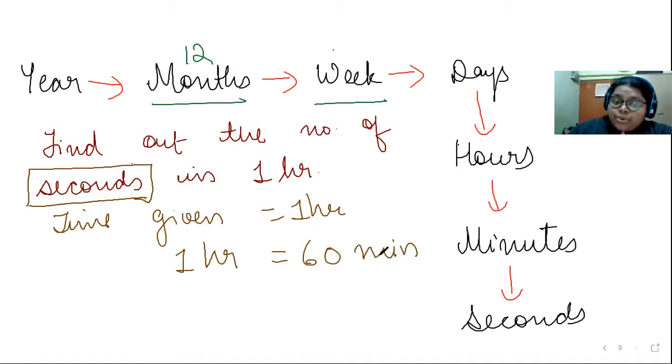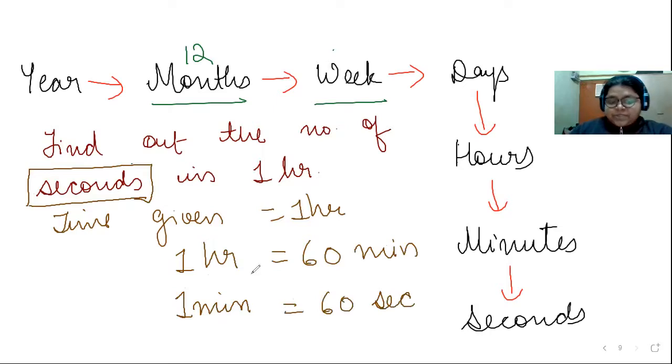But we know that 1 minute is equal to 60 seconds. So see, 1 hour is equal to 60 minutes, but 1 minute is equal to 60 seconds. For example, if the cost of one toffee is 5 rupees, what will be the cost of 10 toffees? Yes, we will multiply it.